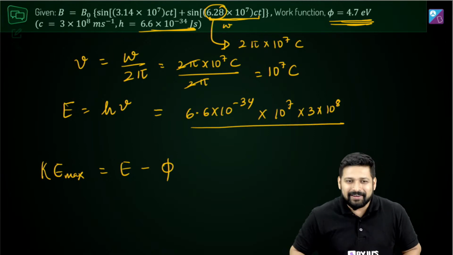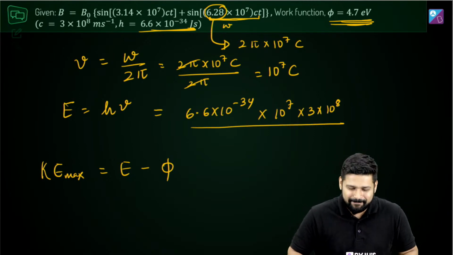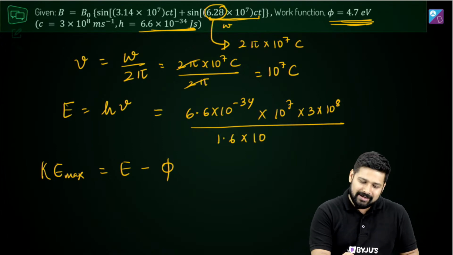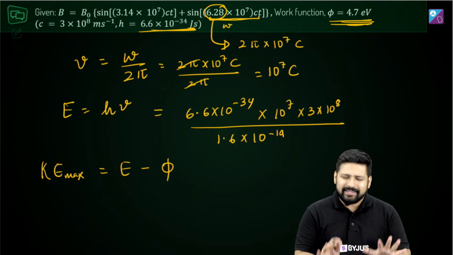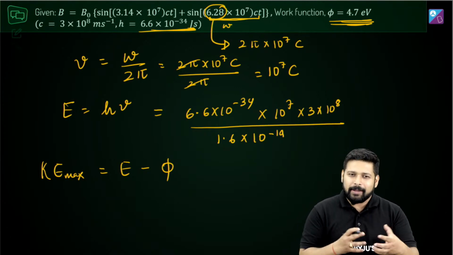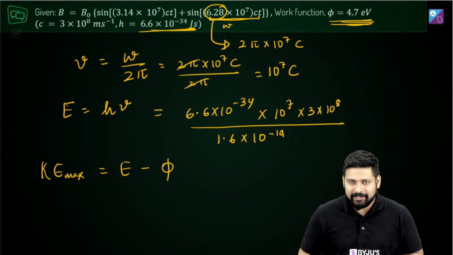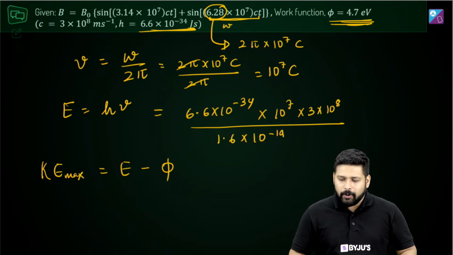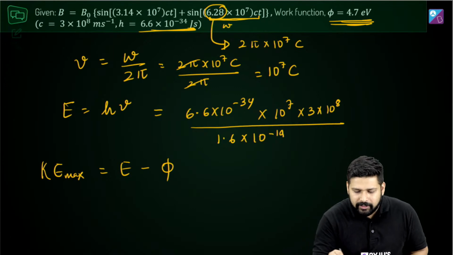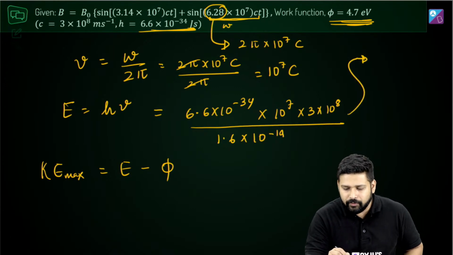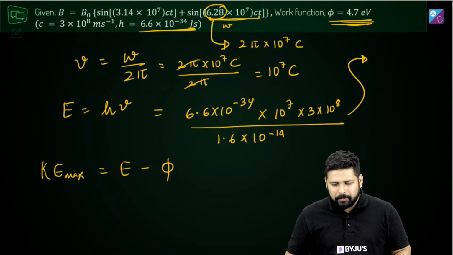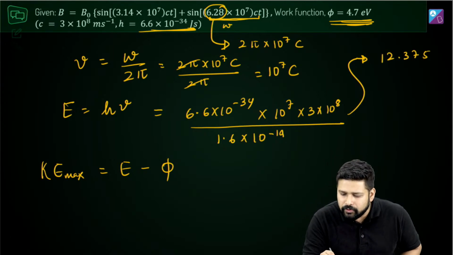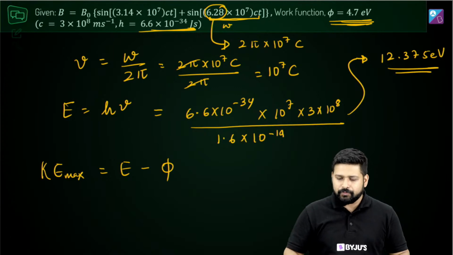Very good. Good job Swastika. Well done. Okay, so what will we do? 1.6 into 10 to the power of minus 19. It is a little calculation oriented, but if you take the approximation, you can easily deal with this mathematics. You can cut it off approximately. Now, what have you got? I'll just write down the value. Once you calculate this, it will give you around 12.375 electron volts. This is what you get.